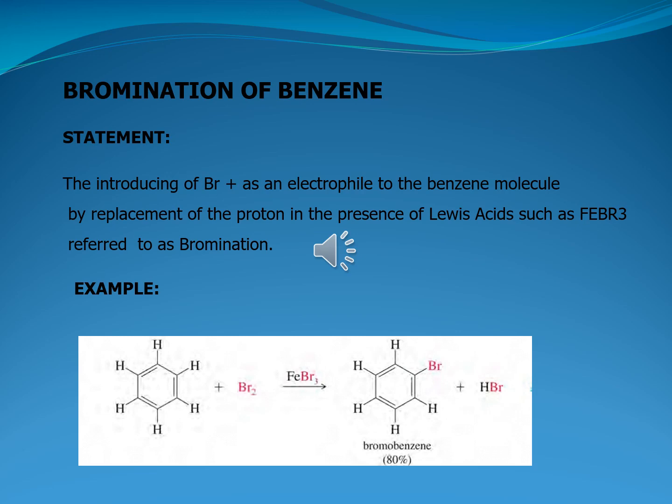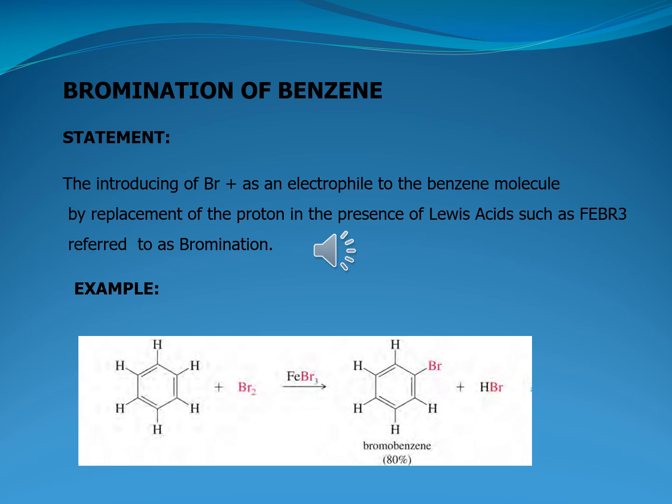In the example of bromination, in order to make bromine electrophilic enough to react with benzene, we use the aid of an aluminum halide such as aluminum bromide. So bromination is the introduction of bromine as an electrophile to the benzene molecule by replacement of the proton in the presence of a Lewis acid such as iron tribromide.